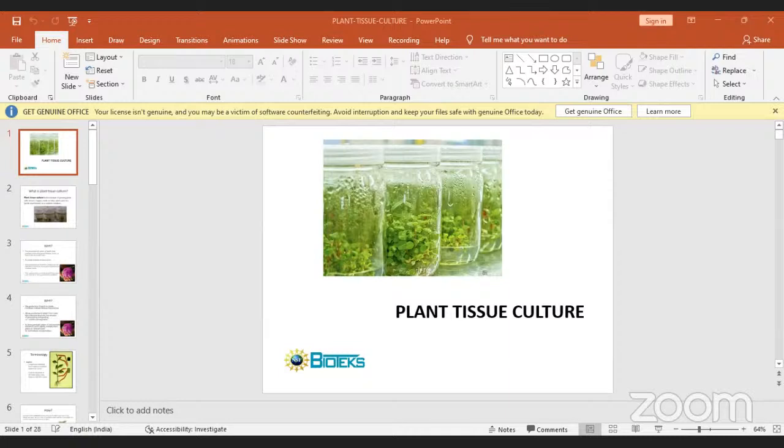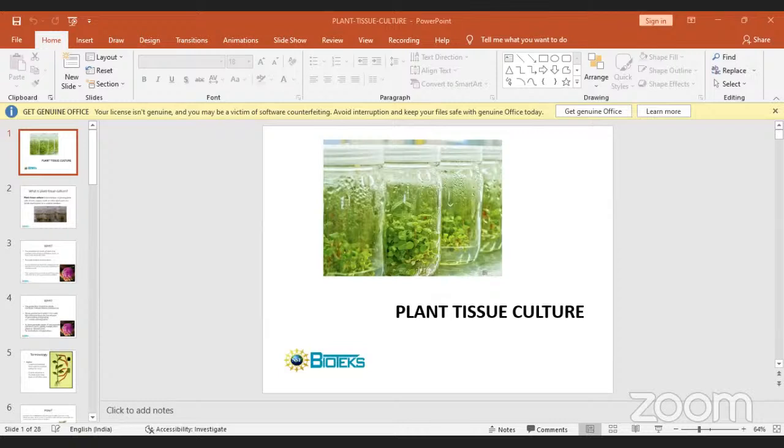It is much more difficult than anther culture. Culture either isolated microspores or pollen, for example in Brassica oleracea. Next is ovule culture, which comes after pollen and anther culture.